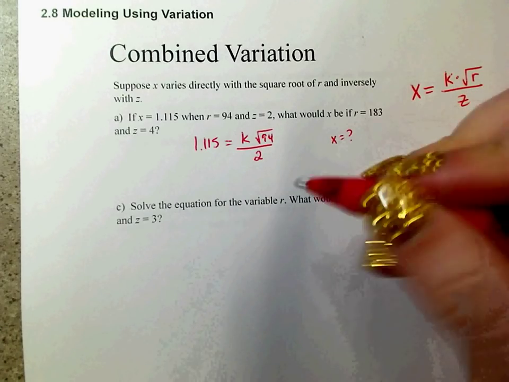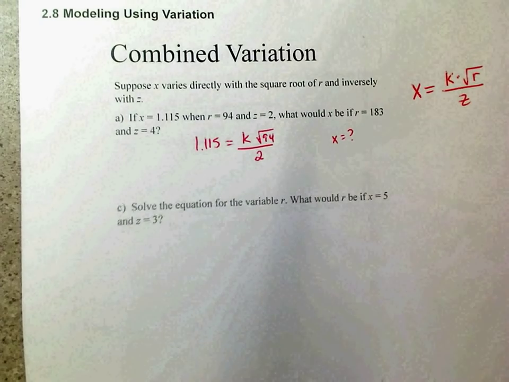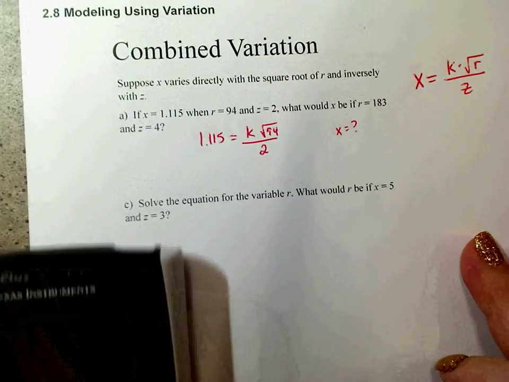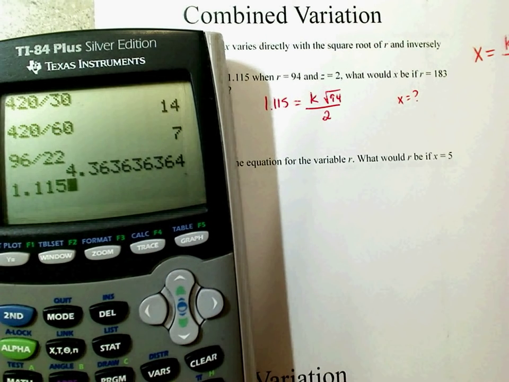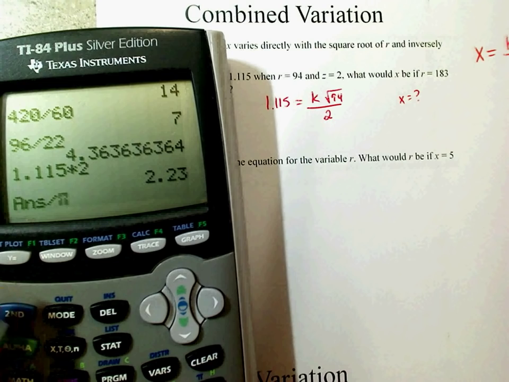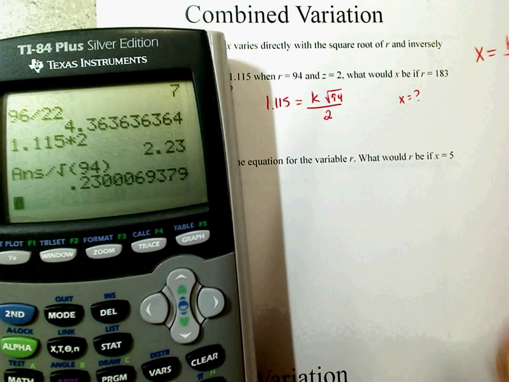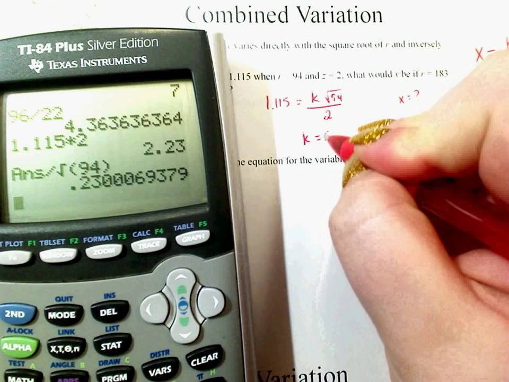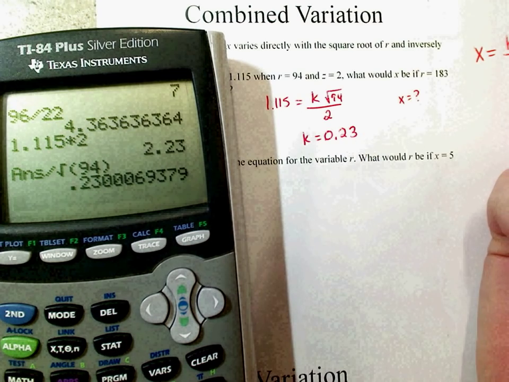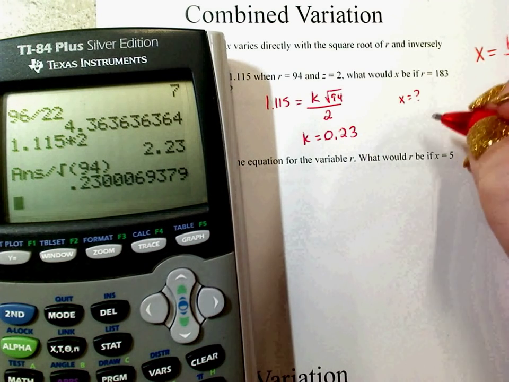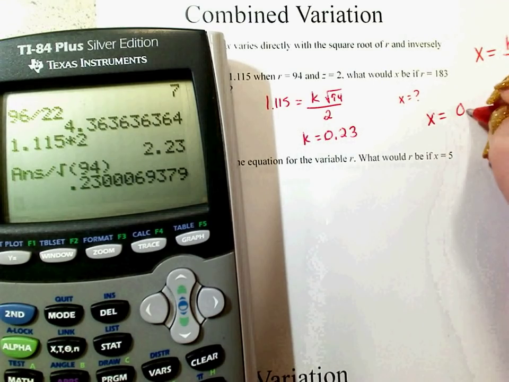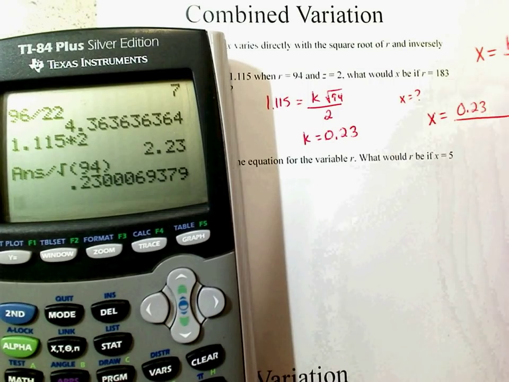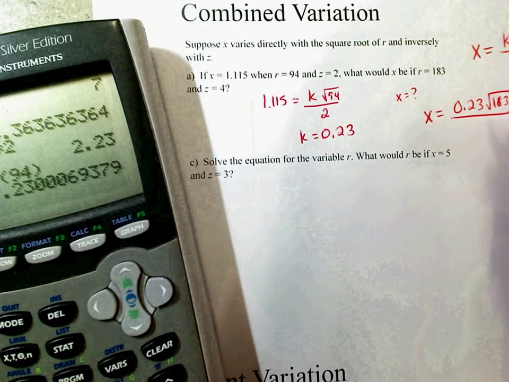I need to solve for the constant of proportionality. The first thing I'm going to do is multiply by 2 and then divide by the square root of 94. So 1.115 times 2 divided by the square root of 94, and I get that k equals 0.23. We'll just go with that because of all the zeros. If I know what k is, then if r is 183, it's the square root of 183, divided by z, which is 4, and I can solve for my new x value.